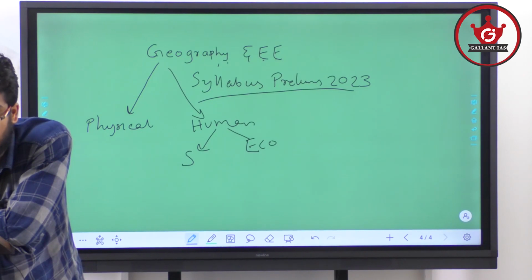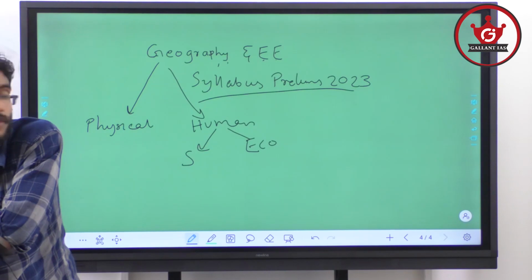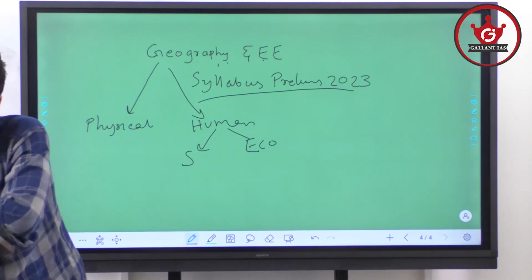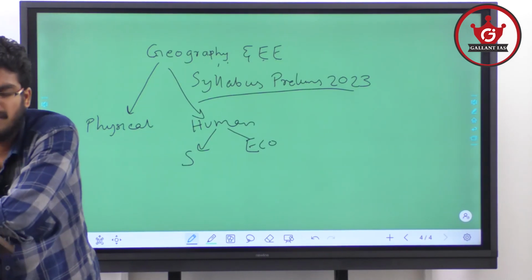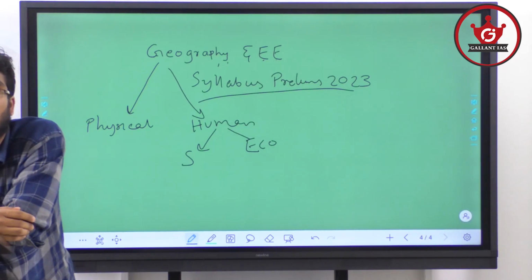Next we'll be dealing with biogeography and socio-economic geography. Socio-economic geography is actually human geography. In biogeography there is not much, but every year they will be asking one or two questions, maybe based on soil or vegetation.